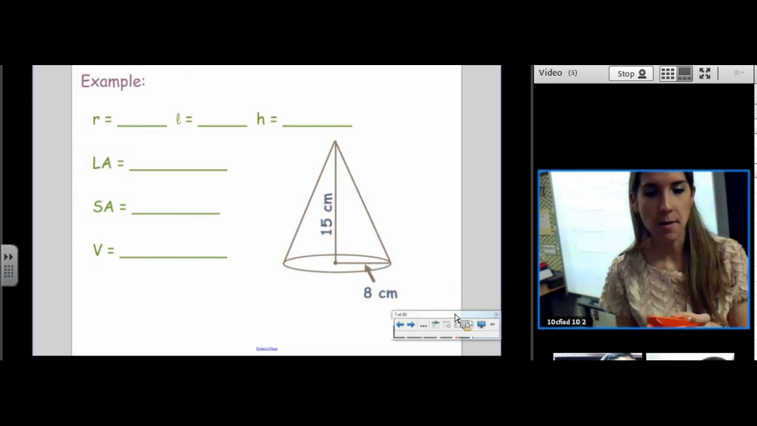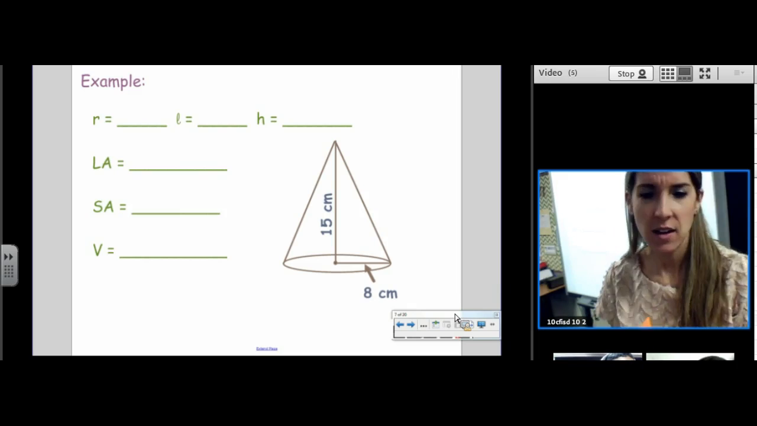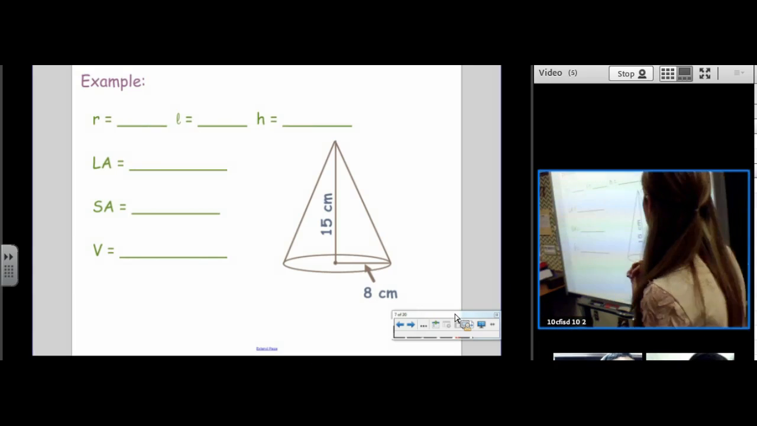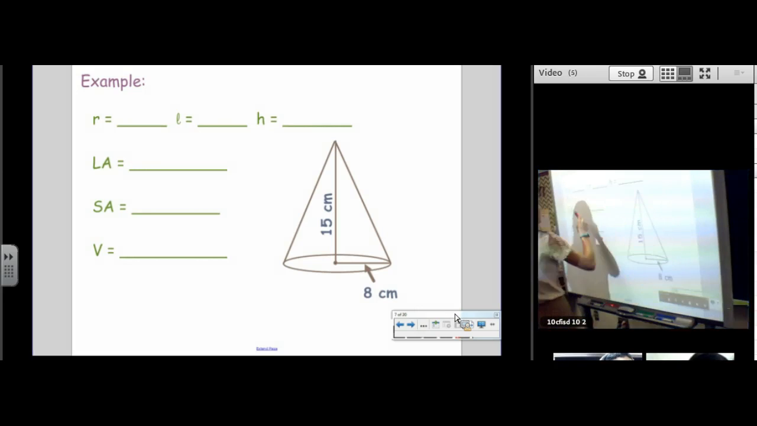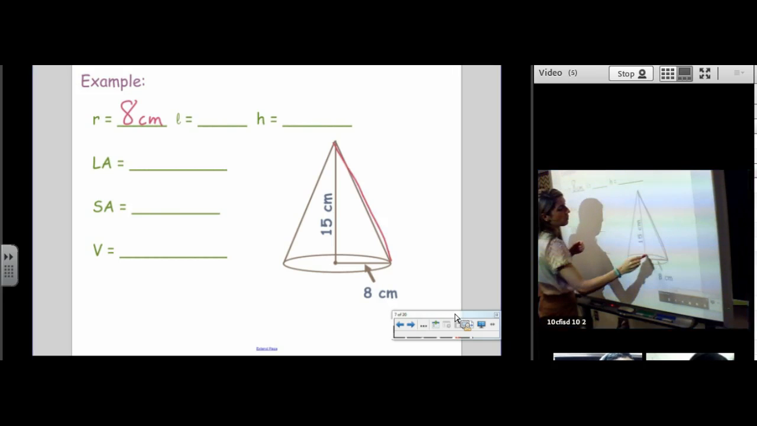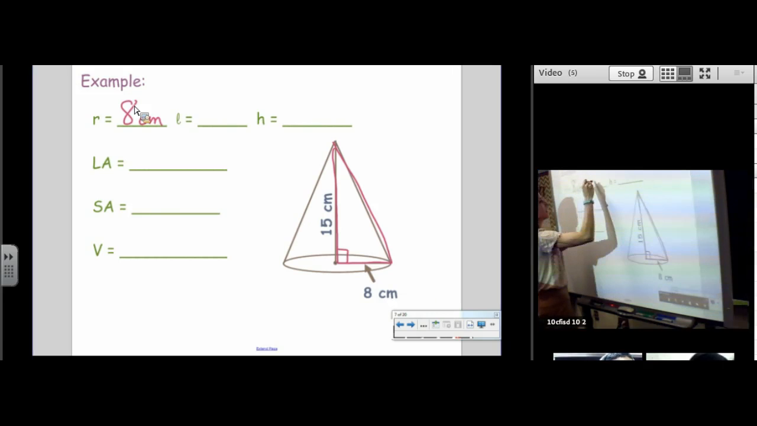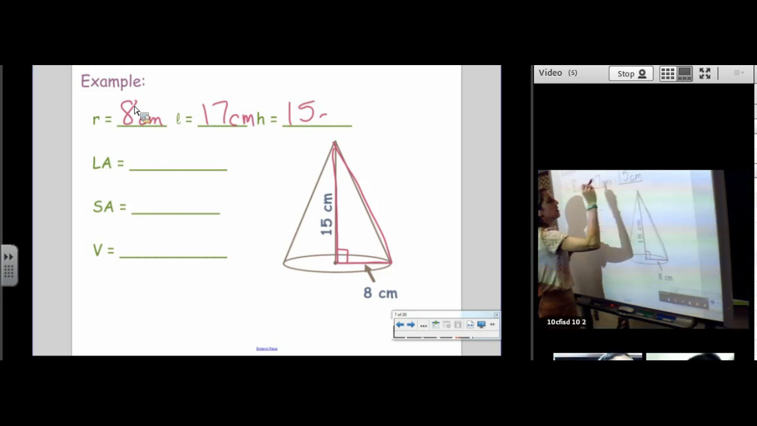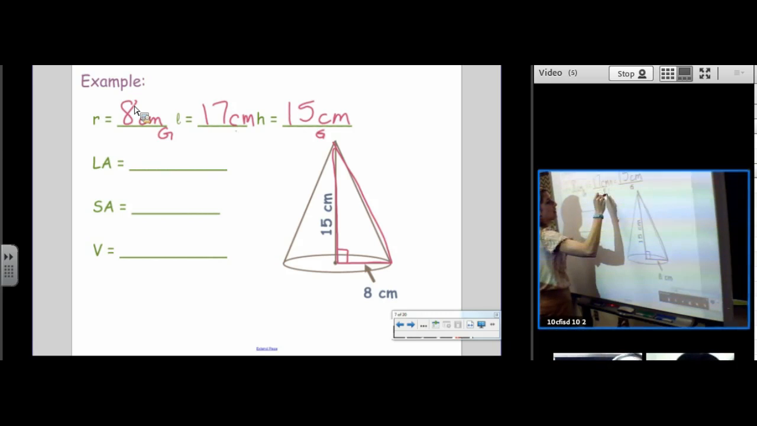Let's just dive right in. I'm not even going to give y'all time to think about it. I'll give y'all time to think about ones that are tougher. Let's just do this problem together. The radius is given. The slant height needs to be found with Pythagorean theorem. What is the slant height? Got it? Pythagorean triple. And the height was given to us. So, given, and then Pythagorean theorem.